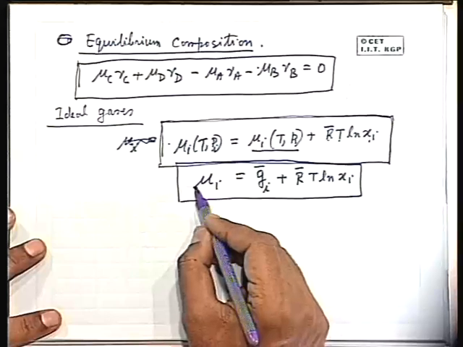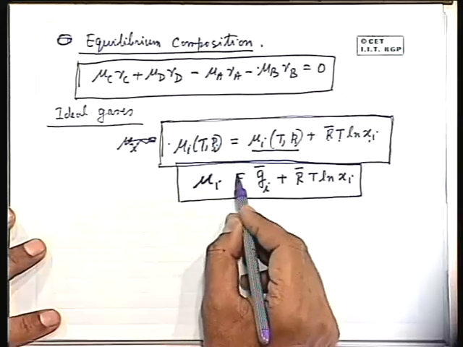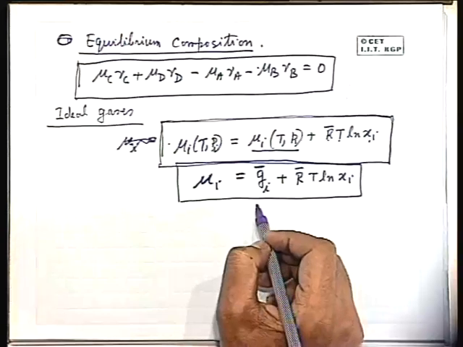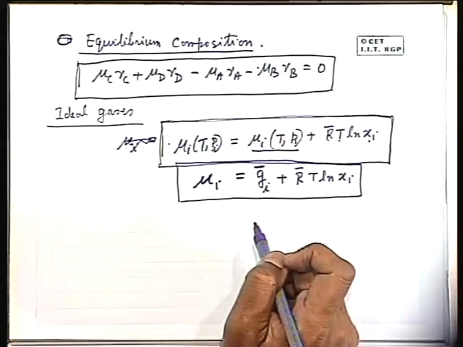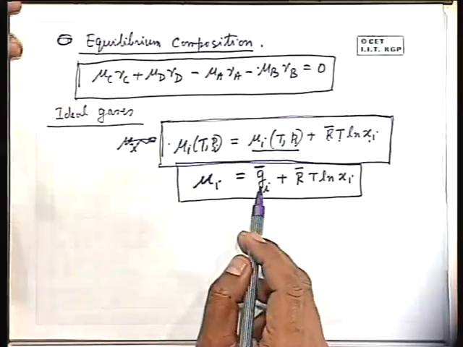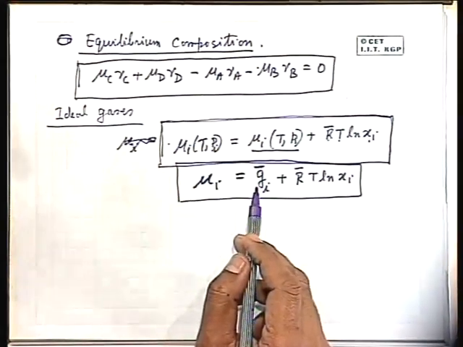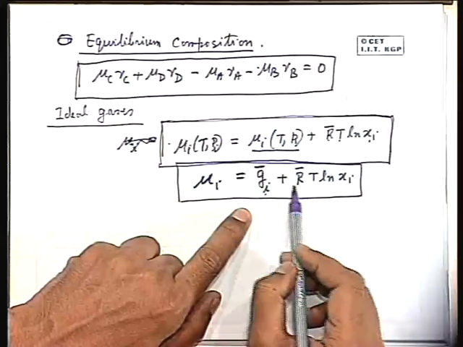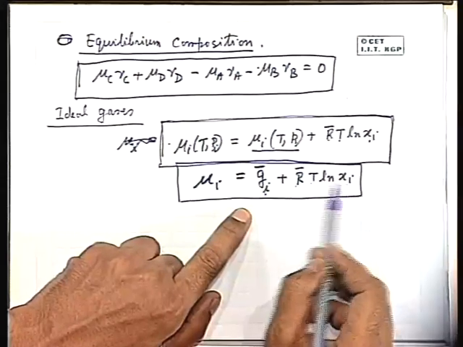Now mu i, the chemical potential of the ith component, is equal to its molar Gibbs function at that same temperature and pressure of the mixture. What is this molar Gibbs function? That means when this component exists as a pure component, at the same temperature and pressure, as a pure component. What is this molar Gibbs function? Plus R bar T ln xi.